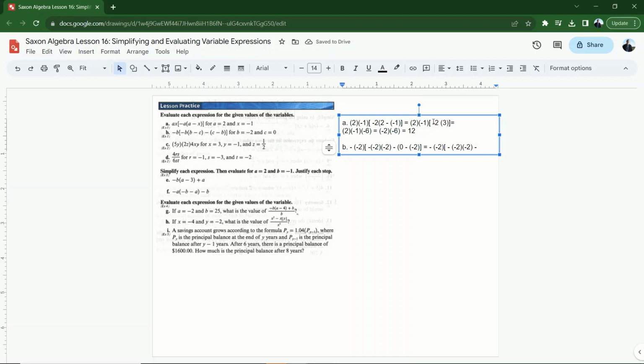Let's see, in this parentheses, I have 0 minus a negative 2. I'm going to change that to an addition of the opposite. So it's going to be 0 plus positive 2. So what this is going to become is minus 2.